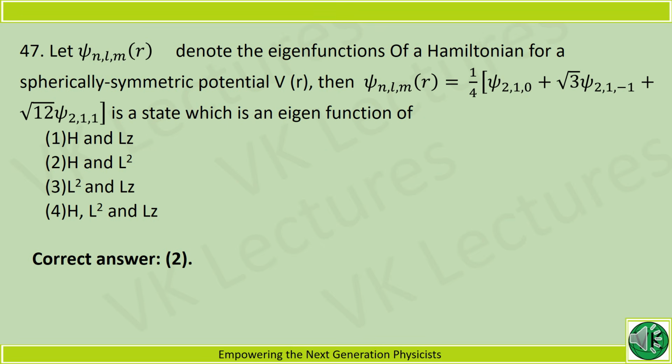Let psi n l m of r denote the eigenfunction of a Hamiltonian for a spherically symmetric potential V of r. Then psi of r equal to 1 by 4 times (psi 210 plus root 3 times psi 21 minus 1 plus root 12 times psi 211) is a state which is an eigenfunction of, option 2, H and L square.